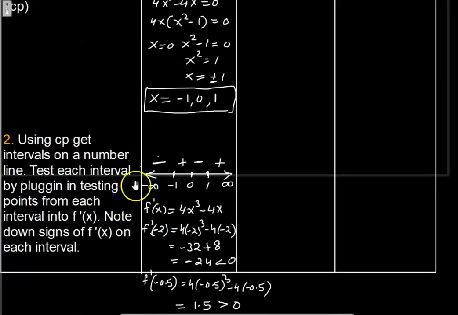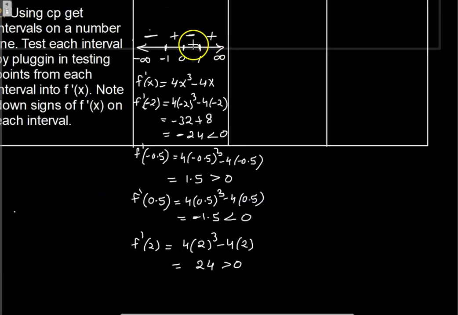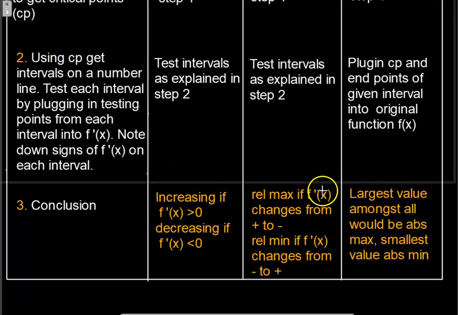The second step would be the same. Using the critical points, we get the intervals on a number line and then test each interval one by one using the testing points from those intervals and plug them into the first derivative like we did here. We are going to get the same result and exactly the same signs of the first derivative on those intervals, and then based on those signs we can find the conclusion for local maxima and minima. Just have a look at the rules to find local maxima and minima.